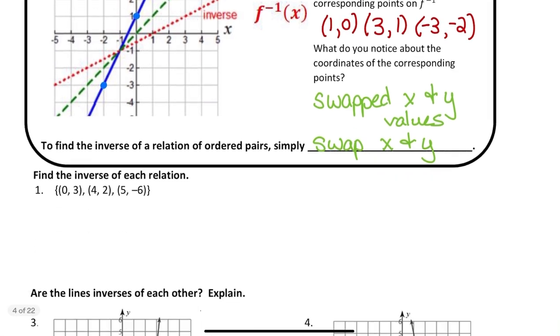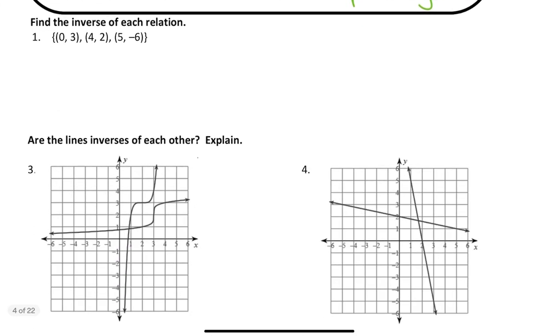Let's put this into practice with a relation. I have a relation at (0, 3), (4, 2), and (5, -6). The inverse of (0, 3) will swap our x and y, becomes (3, 0). The inverse of (4, 2) is just (2, 4). And then the inverse of (5, -6) is just (-6, 5). Those are now inverses. What if we were given a graph? Could we determine whether the 2 lines are inverses of each other?